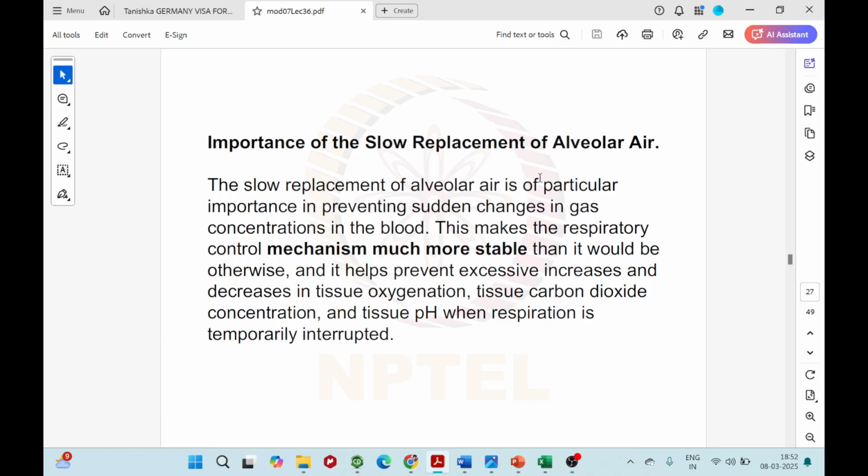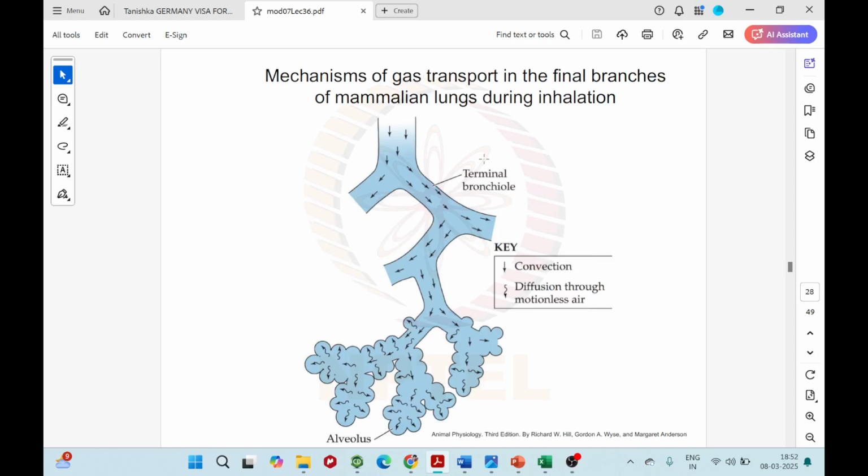Okay, so the slow replacement of alveolar air is particularly important in preventing sudden changes in gas concentrations in the blood. This makes the respiratory control mechanism much more stable than it would be otherwise, and it helps prevent excessive increases and decreases in tissue oxygenation, tissue carbon dioxide concentration, tissue pH, and other factors.